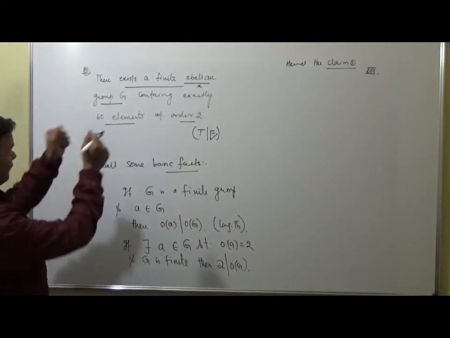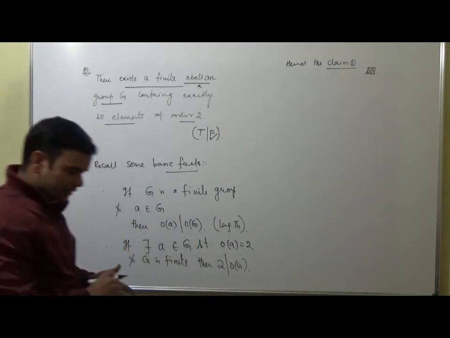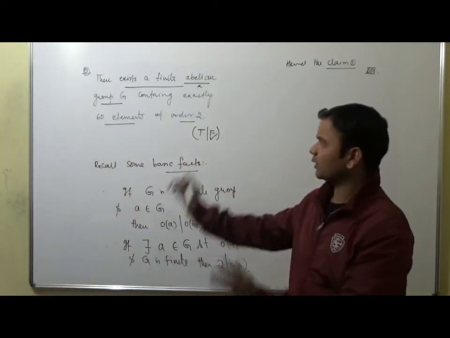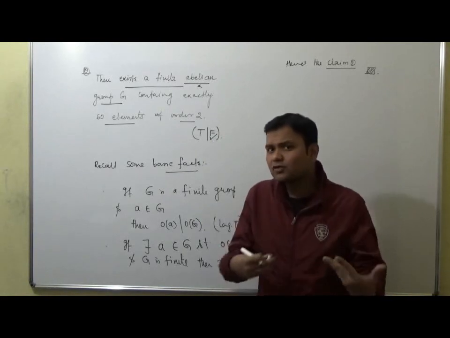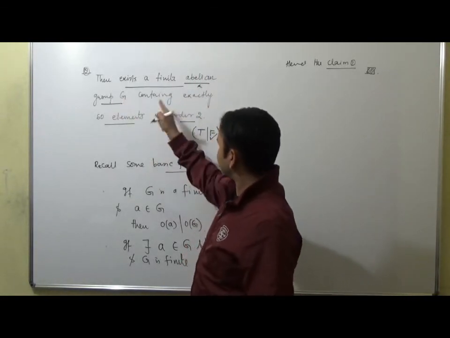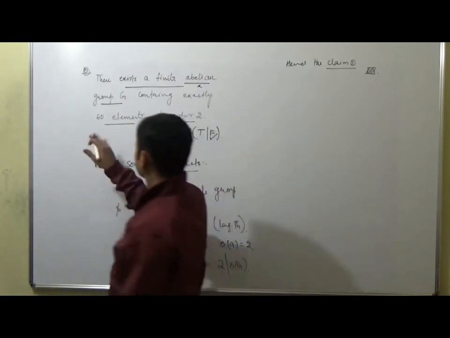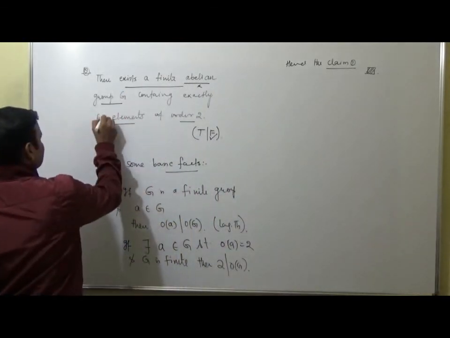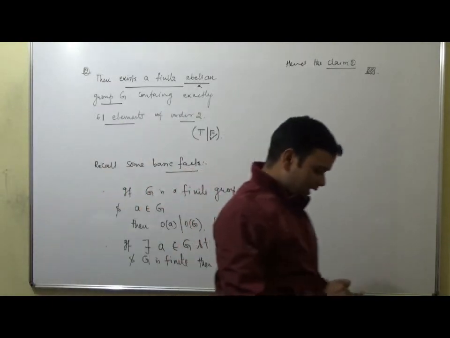Fine. So this question we have done. For the true-false purpose, we have already answered this question. But suppose I ask, there exists a finite abelian group G containing exactly 61 elements of order 2, how can one answer?